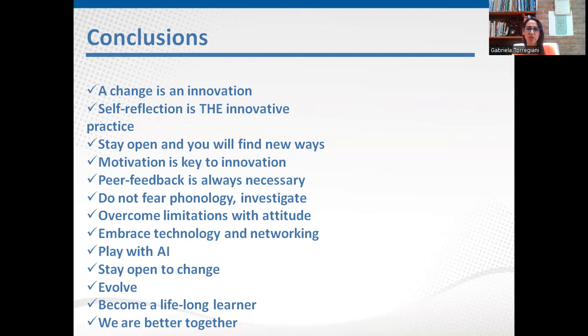Play with artificial intelligence, play around, play with ChatGPT, learn more, stay open to embrace technology, stay open to change, try to evolve, try to become better teachers, become a lifelong learner, and remember that we are better together. So it's great to reflect on one's work, but it's always good to share our work, to have other teachers observe and to receive feedback from other teachers.